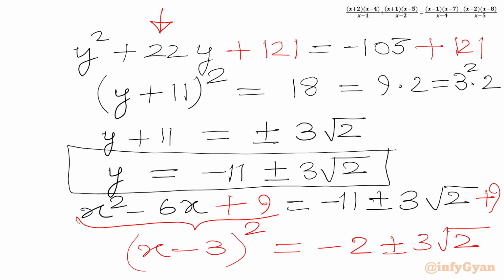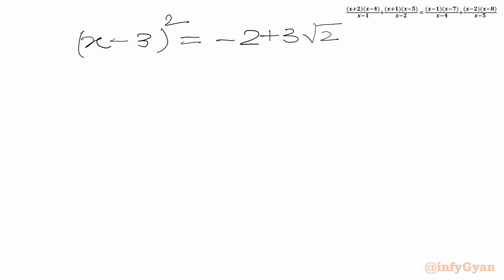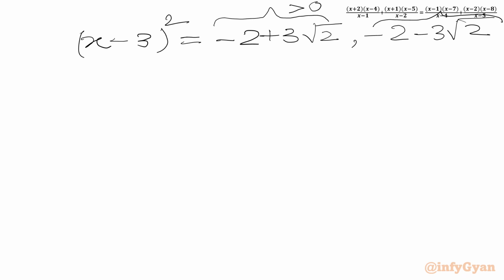So I will write our equation here. (X minus 3) whole square equal to minus 2 plus 3 root 2, minus 2 minus 3 root 2. Now the first one is positive. So from there we are going to get a real solution. And the second value of (x minus 3) whole square is negative, which will give us complex solutions.